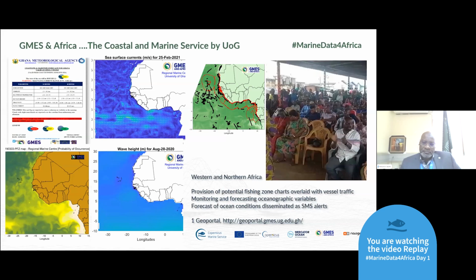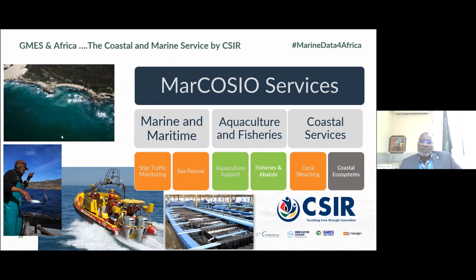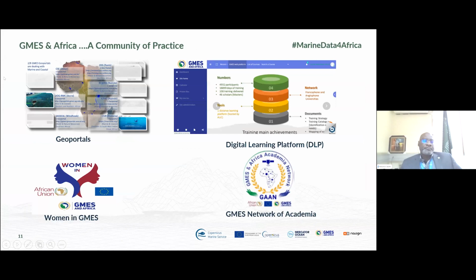In terms of services provided by the second consortium, CSIR, it is also about marine and maritime: ship traffic monitoring, sea rescue, aquaculture support, fishery, coral bleaching, and coastal ecosystems. So it is really to tell you that in terms of products and services of GMES and Africa related to coastal and marine, a lot is done by the two consortia. GMES and Africa is a community.